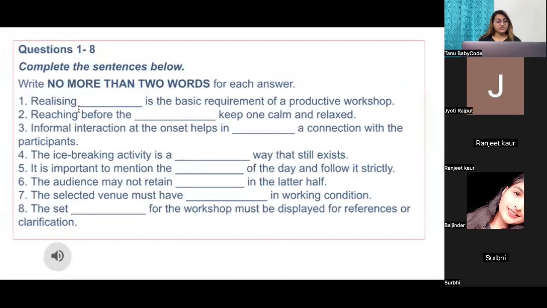So let's play this. But first, please read the question. जल्दी से questions को read करो, please.